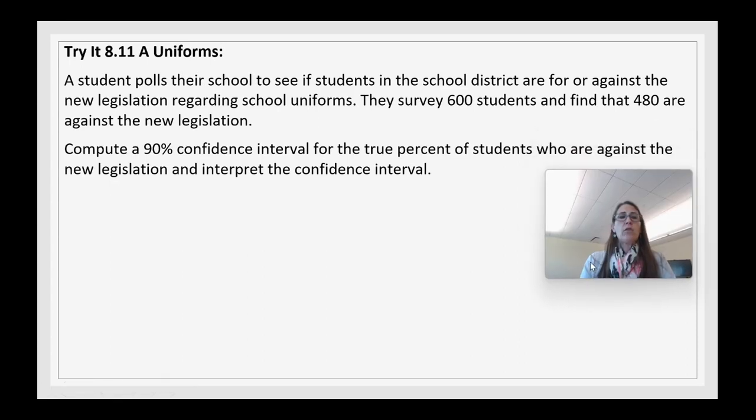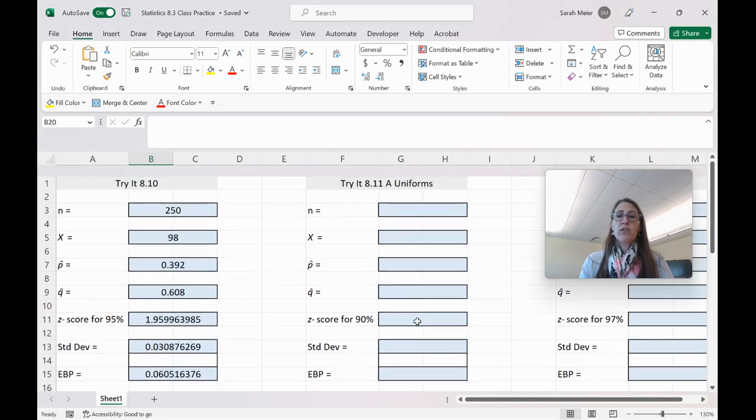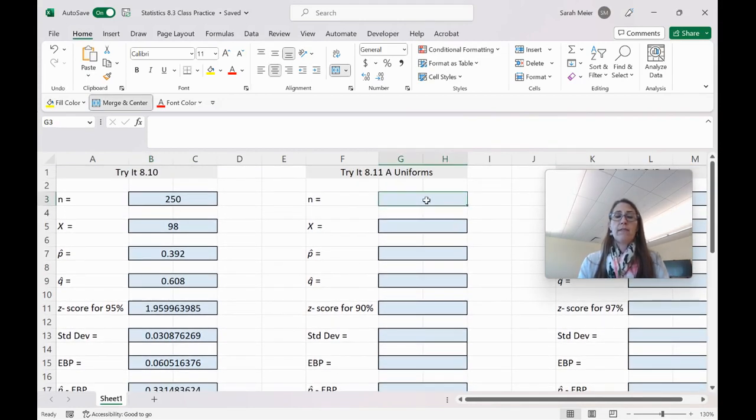A student polls their school to see if students in the school district are for or against the new legislation regarding school uniforms. They survey 600 students and find that 480 are against the new legislation. We're going to compute a 90% confidence interval for the true percent of students who are against the new legislation and interpret the confidence interval. So same steps that we just did with that last problem. The first thing we need to know, what's our sample size? 600 students were surveyed. 600 is our sample size.